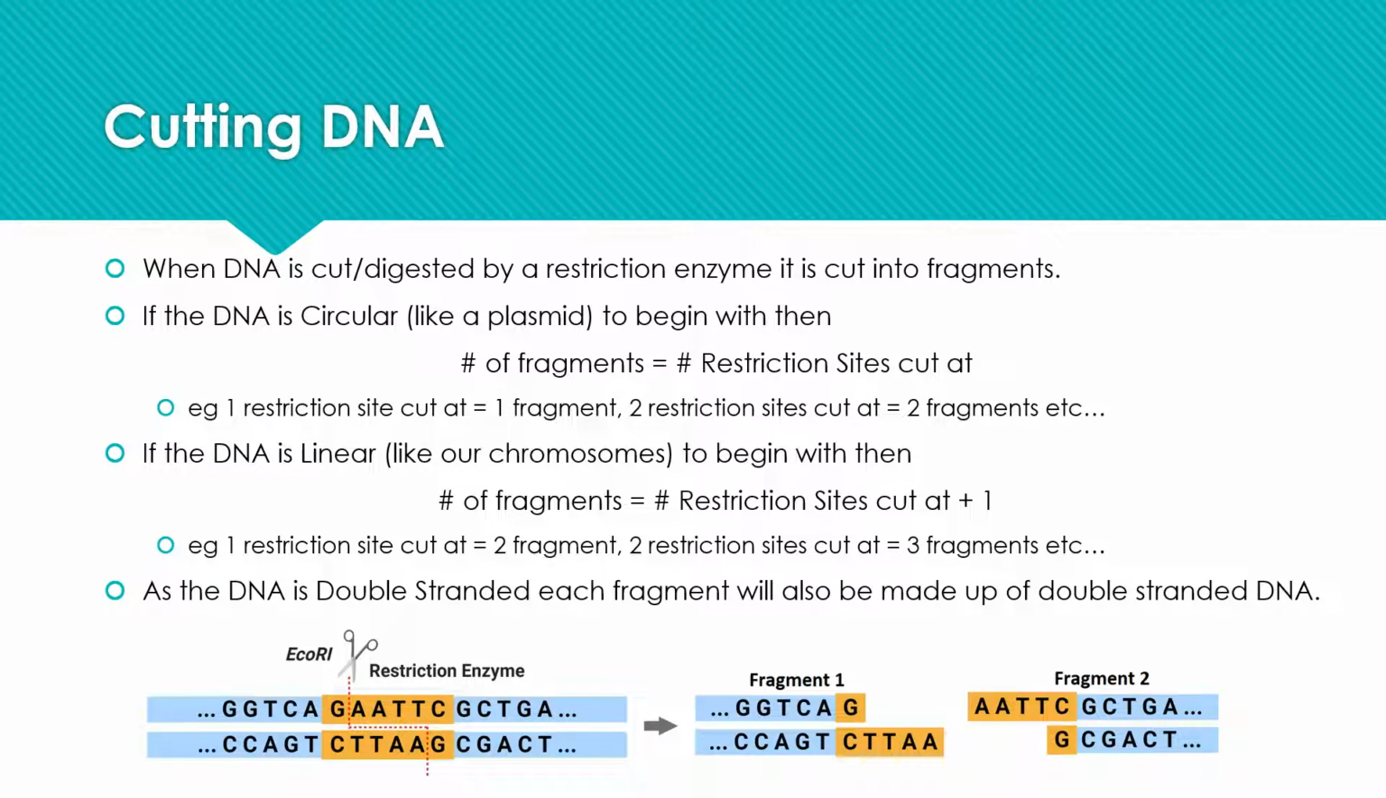One thing to note is that if your DNA is double-stranded, each fragment is also going to be double-stranded. You don't suddenly take your double-stranded DNA, cut it in half into 2 fragments, and also turn it into single-stranded DNA. No, if you start with double-stranded DNA, you're just cutting at the backbone to separate your pieces, and you're still left with double-stranded DNA. So just be aware of that.